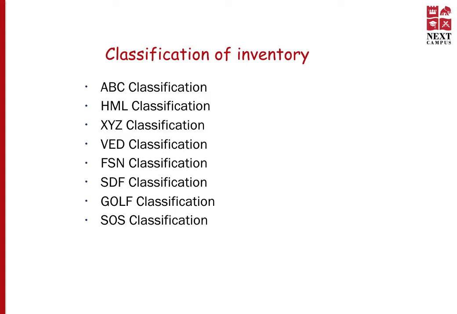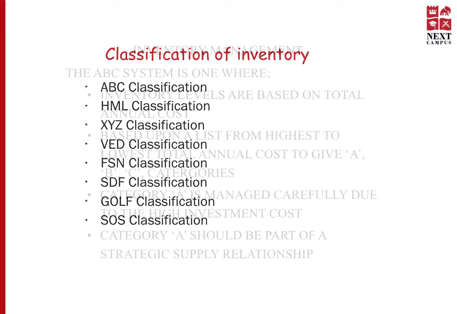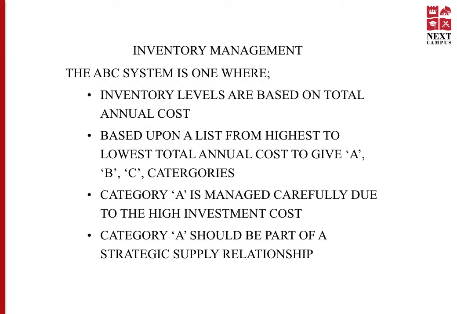The next inventory management system is the ABC system. There are so many variants of the ABC, but for this study we will only focus on the proper ABC classification. In the ABC system, inventory levels are based on total annual cost. The 20% of the items that contribute towards 80% of the total cost are classified as A items. The rest are classified as B and C.